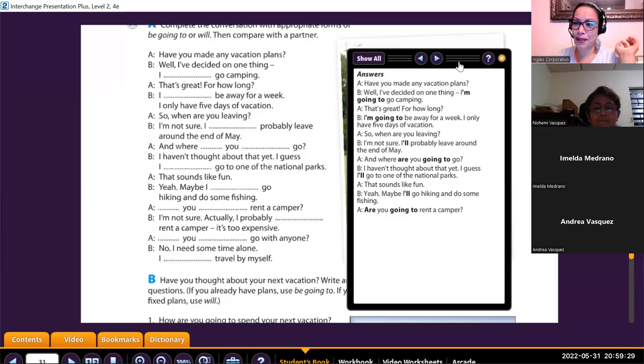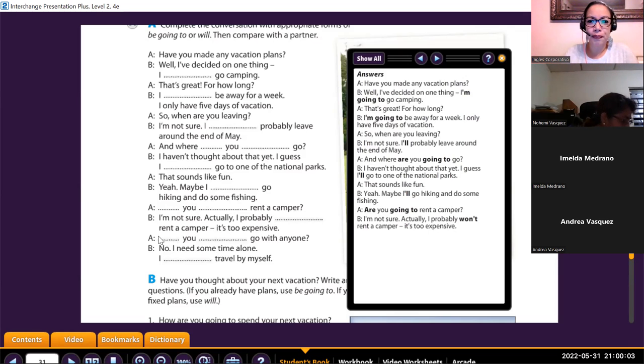O sea, estamos bien, pero... ¿Será que así o negativo? Será want. Probably want. Ajá, want, porque want. Dice demasiado caro. Ajá. I probably won't rent a camper. It's too expensive. Muy bien, pero sabían que iban a usar el no going to. Will. No will, pero negativo, porque luego estaba la frase, es demasiado caro. Okay, it's too expensive. Now, question.